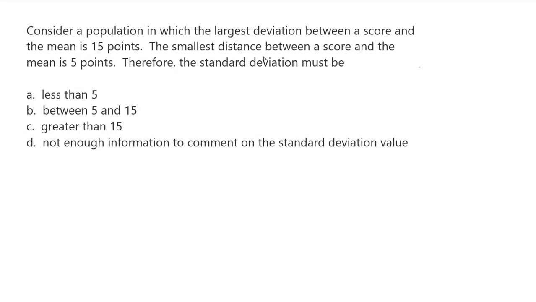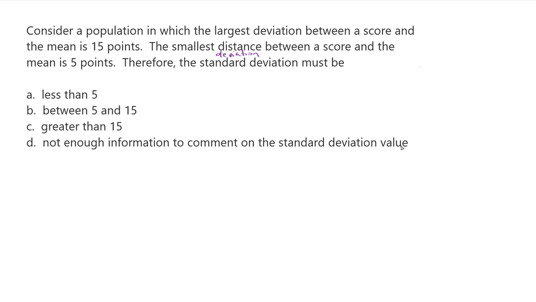Consider a population in which the largest deviation between a score and the mean is 15 points. The smallest distance also could be thought of as deviation. The smallest deviation between a score and the mean is 5 points. Therefore, the standard deviation must be which of the following? Either A, less than 5 points, B, between 5 and 15, C, greater than 15, or D, not enough information to comment on the standard deviation value.